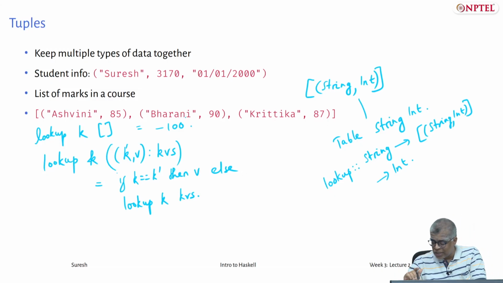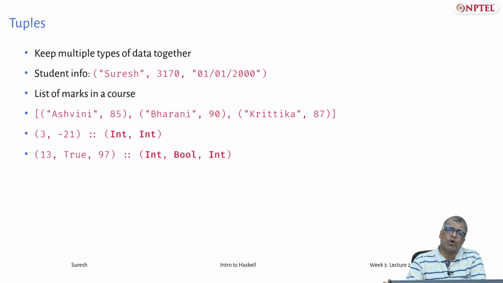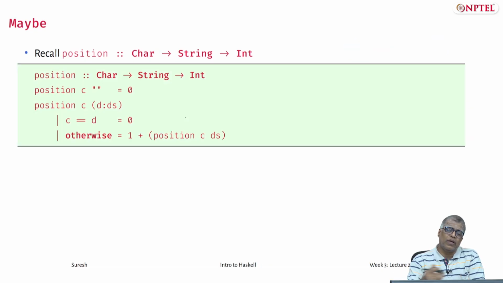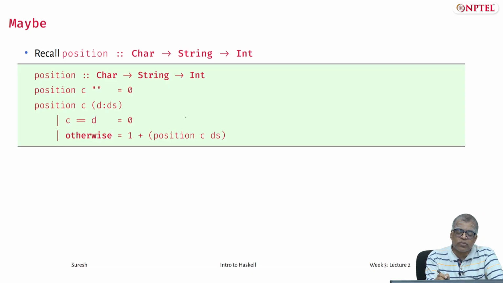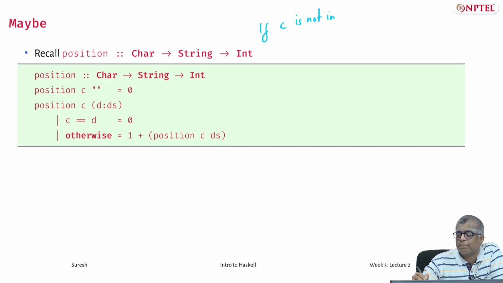So which leads us to the next topic, which is called maybe, okay? For that we will go back to a simpler example, which is that of position. Position of the character C in a string S. What we said was, if C is not in S, return length of S.